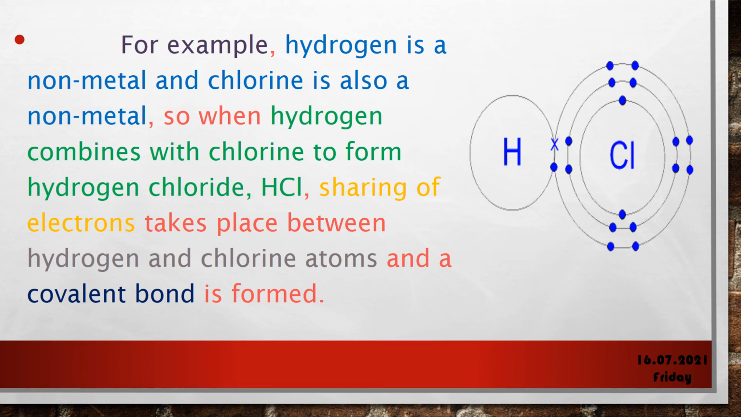For example, hydrochloric acid. Hydrogen is a non-metal and chlorine is also a non-metal. So when hydrogen combines with chlorine to form hydrogen chloride, HCl, sharing of electrons takes place between hydrogen and chlorine atoms, and finally a covalent bond is formed.